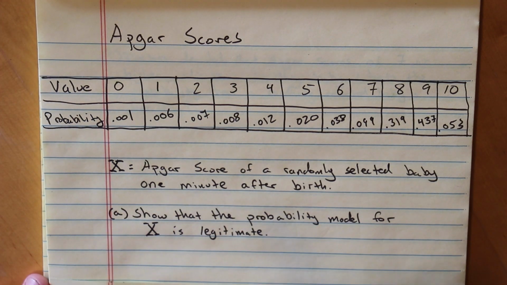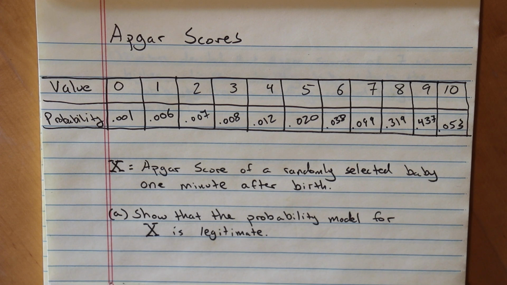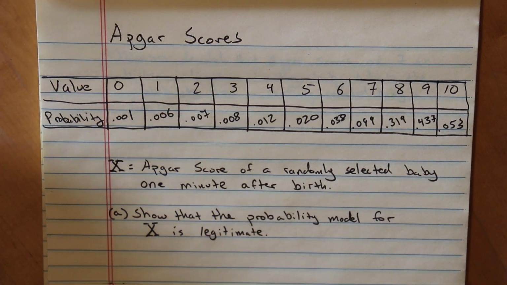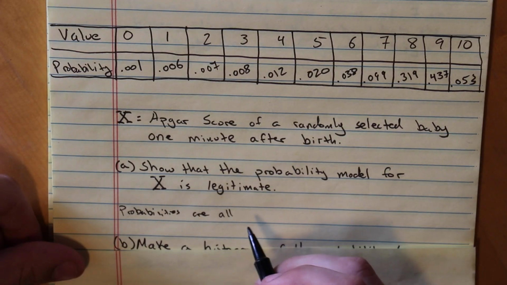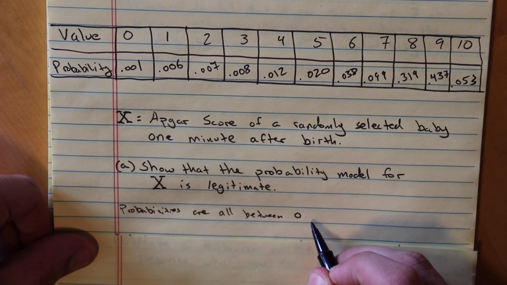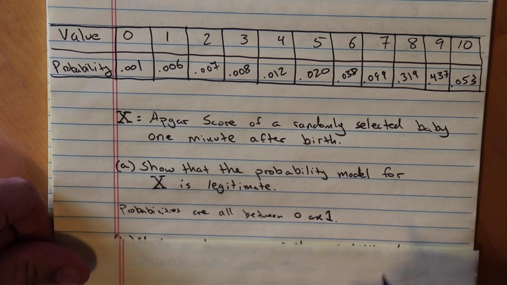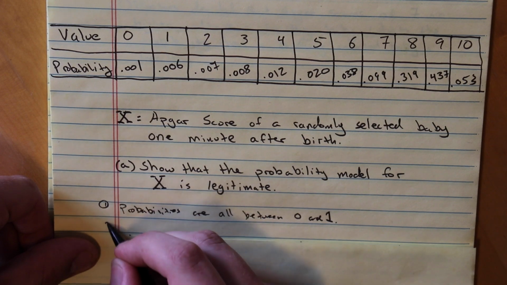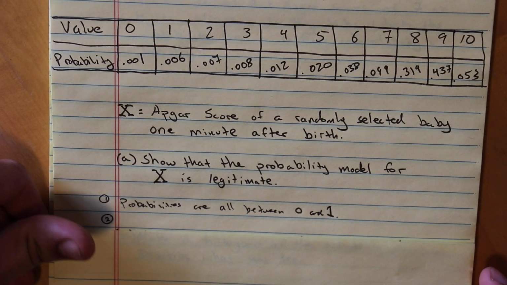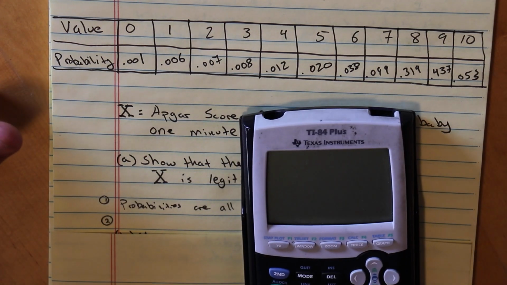So it says, A, show that the probability model for x is legit. Well, the first thing that we want to make sure is that the probabilities are all between 0 and 1. And it looks like that is the case. We want to show it's legitimate. The probabilities are all between 0 and 1. And then the next one, that's rule number 1. Rule number 2, if you remember, is that the sum must add up to 1.